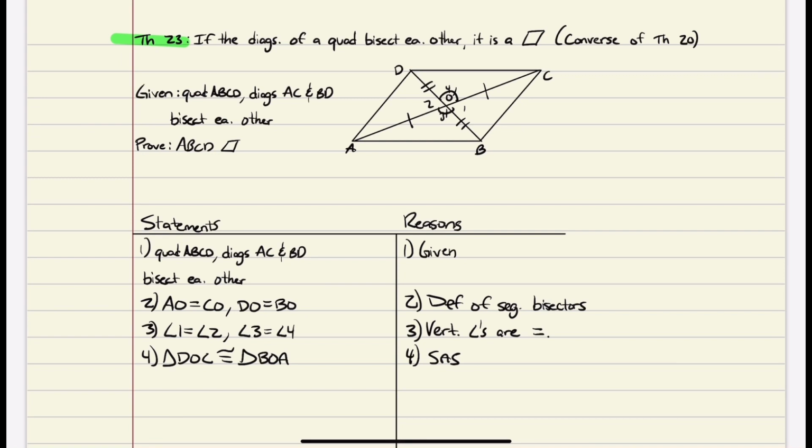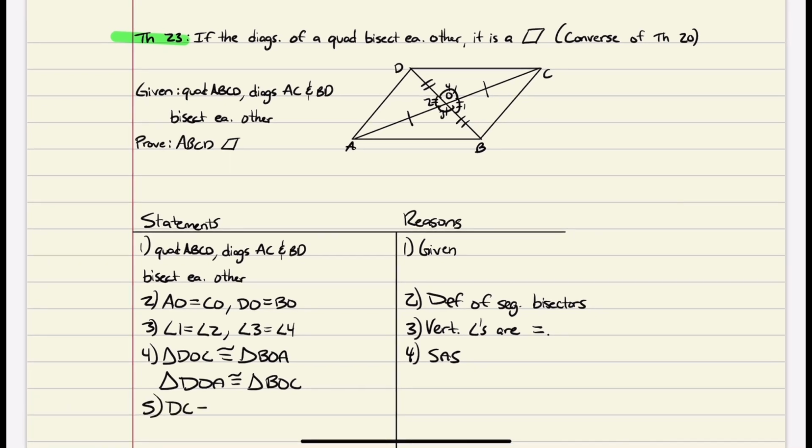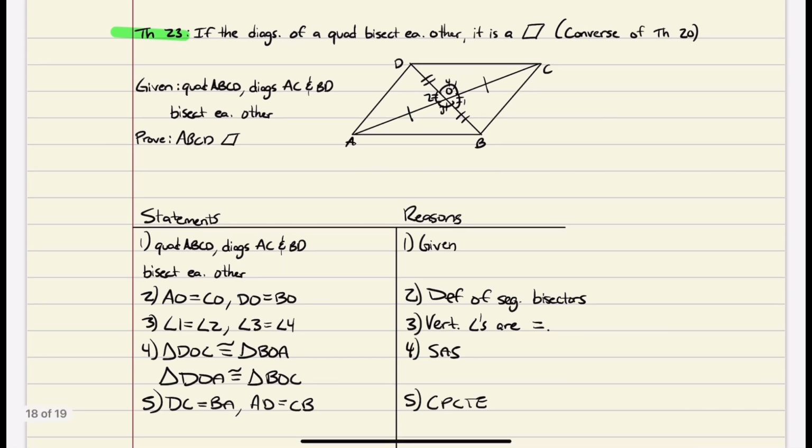We could also state, and might as well, that triangle DOA is congruent to triangle BOC for the same reason. We can say that this angle is equal to that angle, and the two sides of one are equal respectively to two sides of the other triangle. All right, step 5. We can now say that DC equals BA and that AD equals CB. Because of CPCTE, we have congruent triangles, and so their corresponding parts are equal.